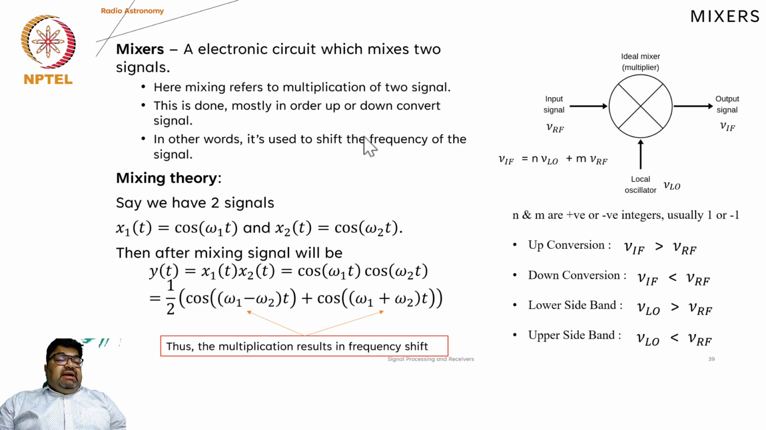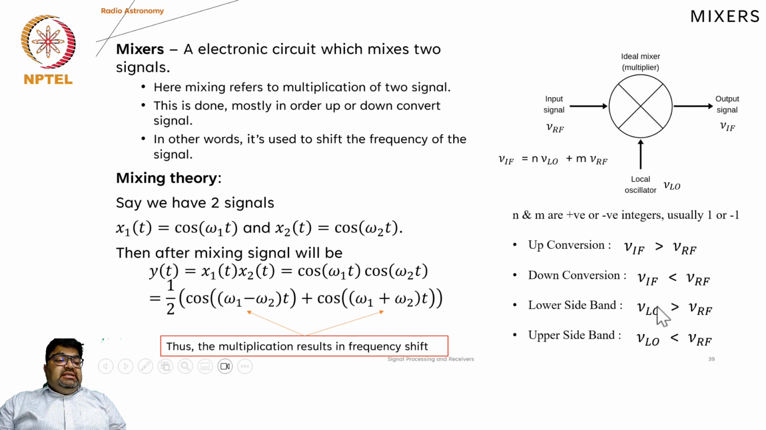Mixers have a very strong role when we talk about superheterodyne receivers. They mix two signals. The RF signal comes in and the IF signal goes out of this. RF is radio frequency, IF is intermediate frequency, and what happens is a mixing with the LO signal, or local oscillator. If the IF signal is higher than the RF, that's up conversion. Down conversion is the reverse.